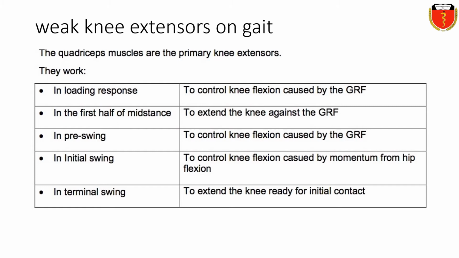In pre-swing, it works to control the knee flexion caused by the ground action force passing posterior to the knee, and in initial swing, it controls the knee flexion caused by the momentum of the hip flexion, which is called pendulum action. And in terminal swing, it also works to extend the knee and make sure the knee is ready for the initial contact. So this is the main muscle that works a lot in the whole gait cycle.